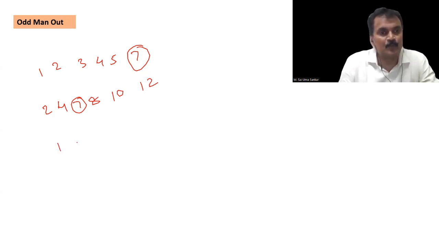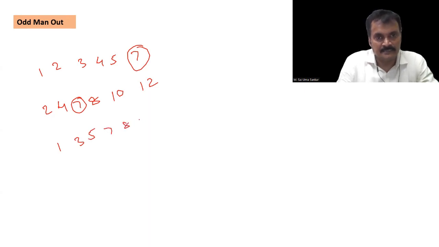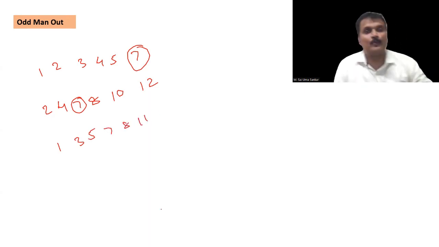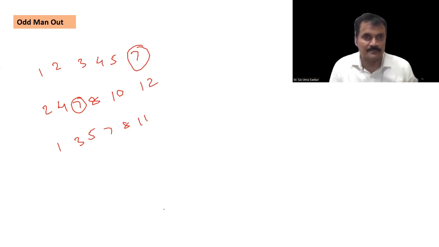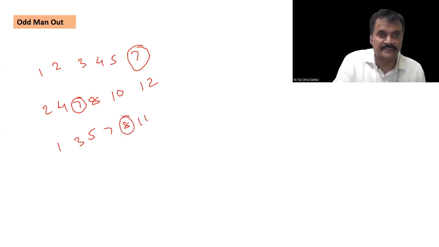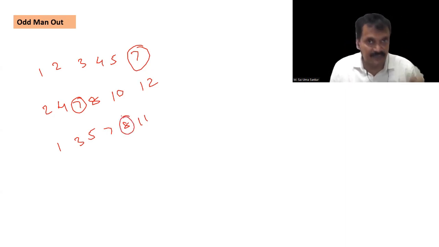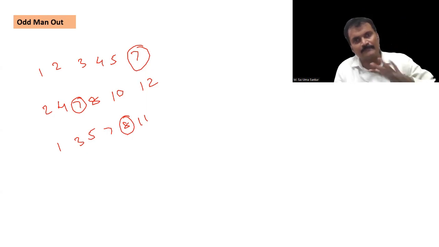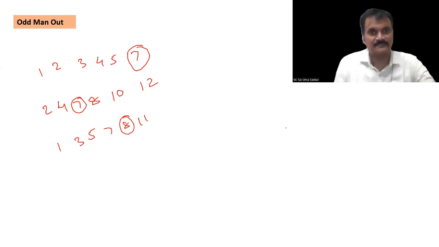Okay. Suppose 1, 3, 5, 7, 8, 11. And what is the odd number or what is the wrong number in the series? 8. This is an even number. This series contains all odd numbers except 8. So 8 is the answer.